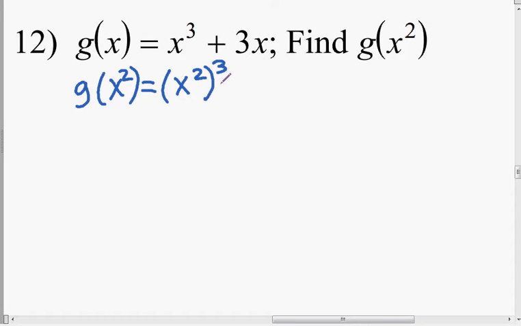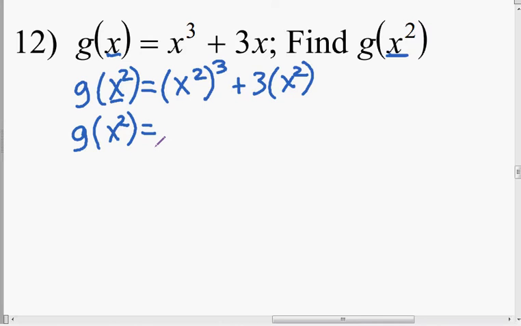We raise that to the third power. Plus 3 times x squared. So I plug in x squared. Wherever I see x, I put in x squared. Just like with a number, if I see x, I put the number in. I have an expression now. I want g of x squared. Wherever I see x, I plug in x squared.